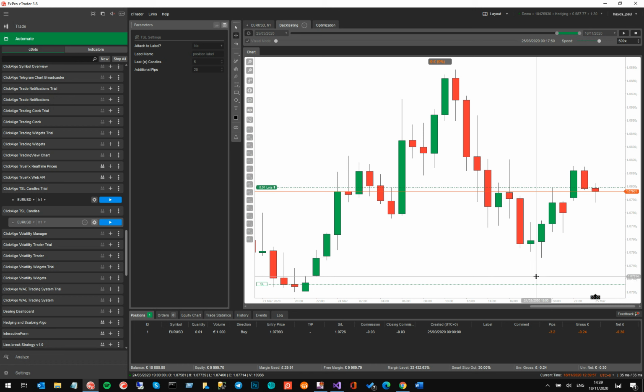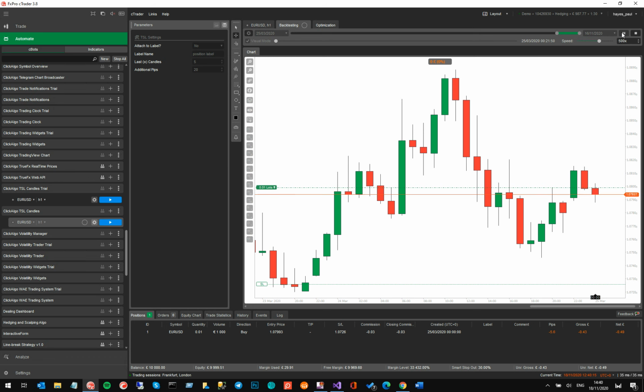Now, the whole idea behind the additional pips is it actually moves your stop loss away from any stop loss hunting that might go on by the broker or other traders that are out there that are going to try and take out your trades. More than likely, it's other traders actually. So by adding additional pips, it gives you even extra breathing space to stop you being stopped out.